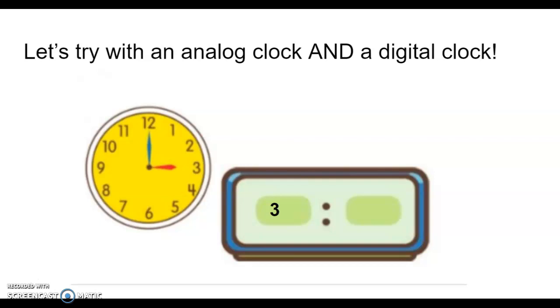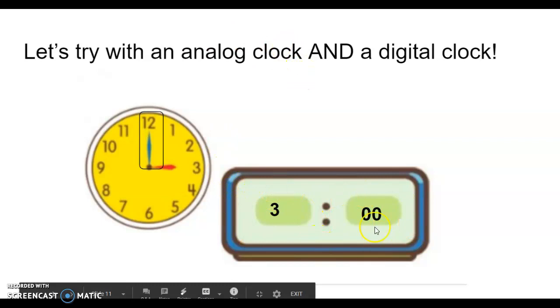We have to figure out the minutes. So let's go back to our analog clock. It's pointing to 12. What does it mean if the minute hand is pointing to the 12? It means that it's 0, so it is 3 o'clock. Good job, friends.